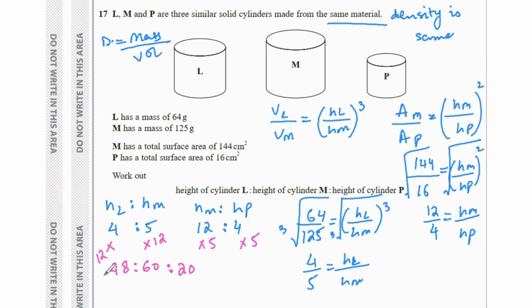We can combine it as a single ratio now because we have the same quantity for HM. Now, if you simplify this, they're all divisible by 4. This is going to be 12. This is going to be 15. And this is going to be 5. This is your answer.